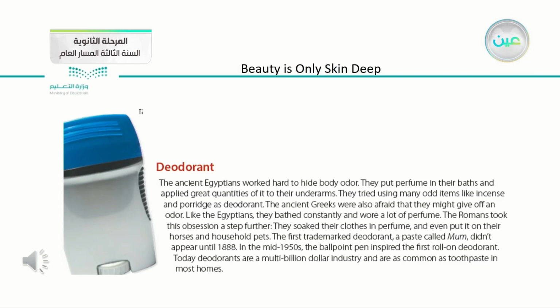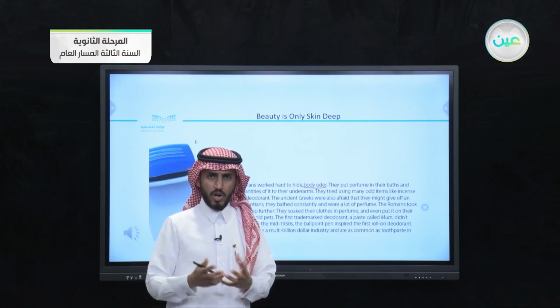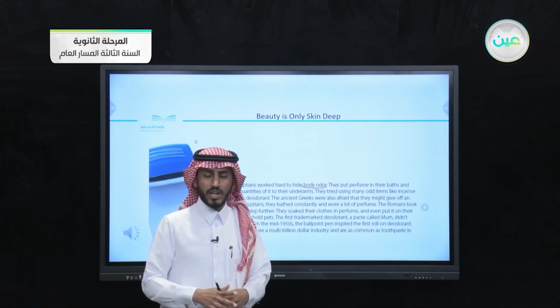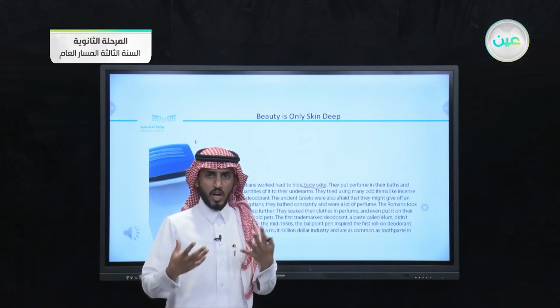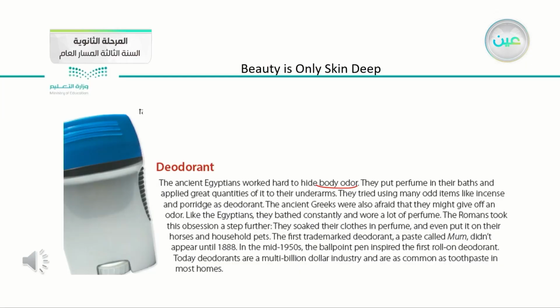Okay, now let's talk about two expressions or two words. The first one is body odor. It is also called BO. BO is a shortcut or an acronym for body odor. It means the smell of the body, the smell of the human body. So the deodorant was made in the first place to hide the body odor.